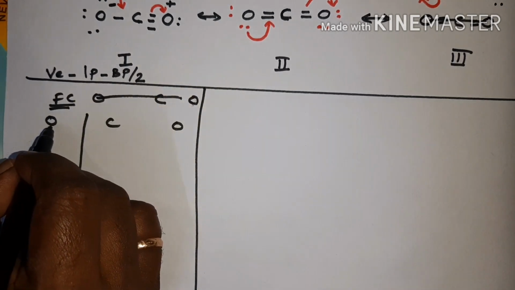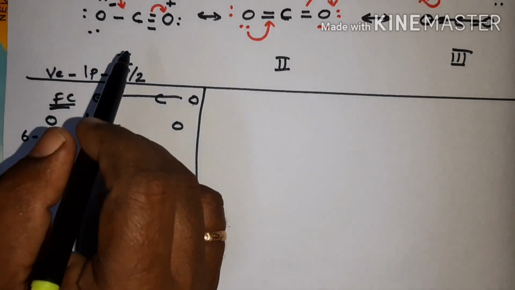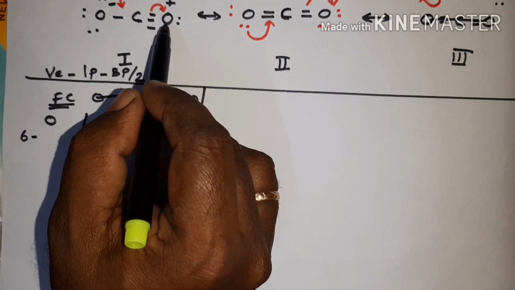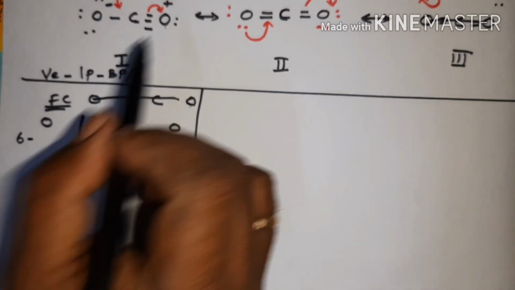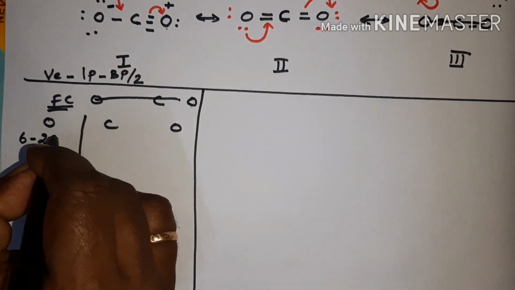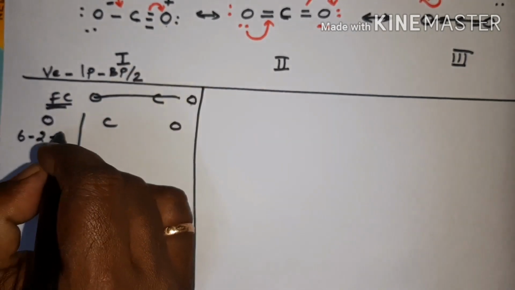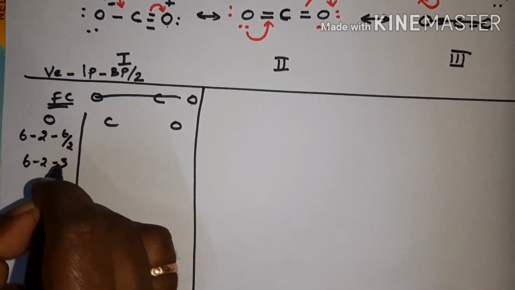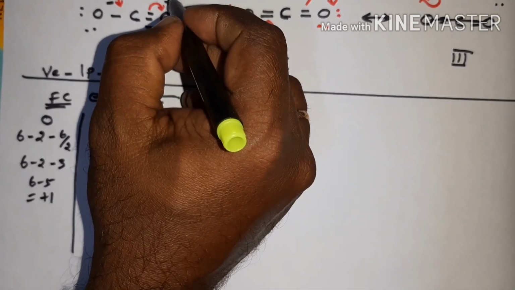First we are finding for oxygen. Here I am applying it to the first oxygen atom. The valence electrons are 6, minus lone pair electrons 2, minus bond pair electrons 6, so 6 divided by 2. So 6 minus 2 minus 3, 6 minus 5, we are getting plus 1. So that is where plus 1 comes from.